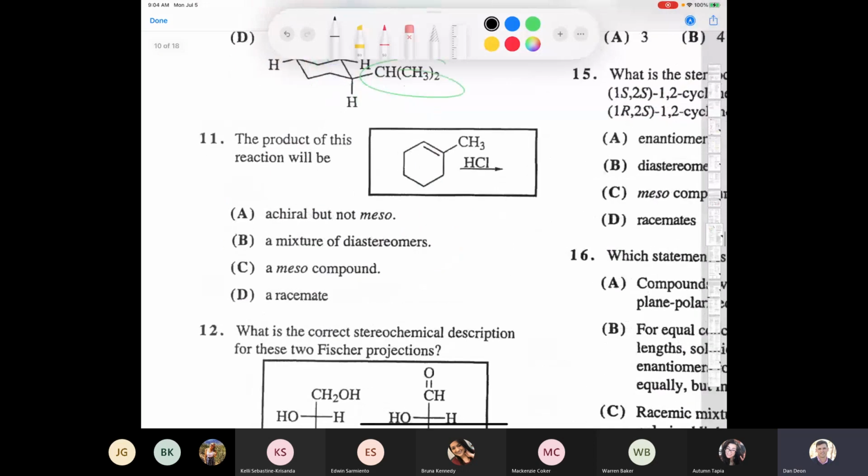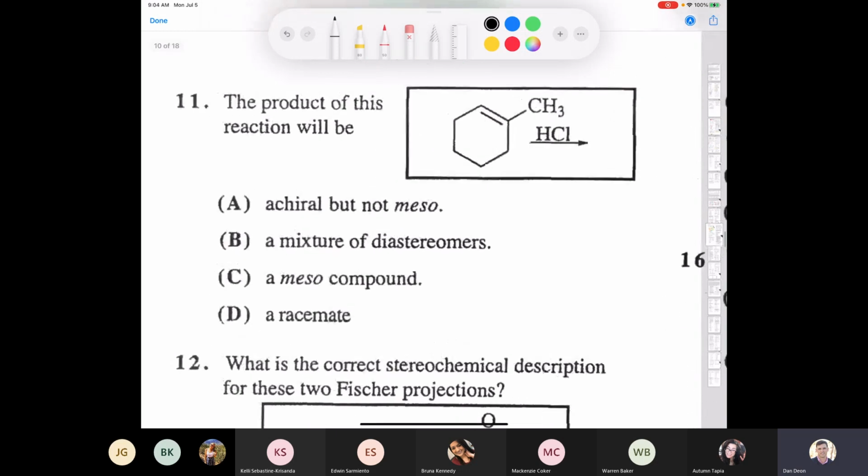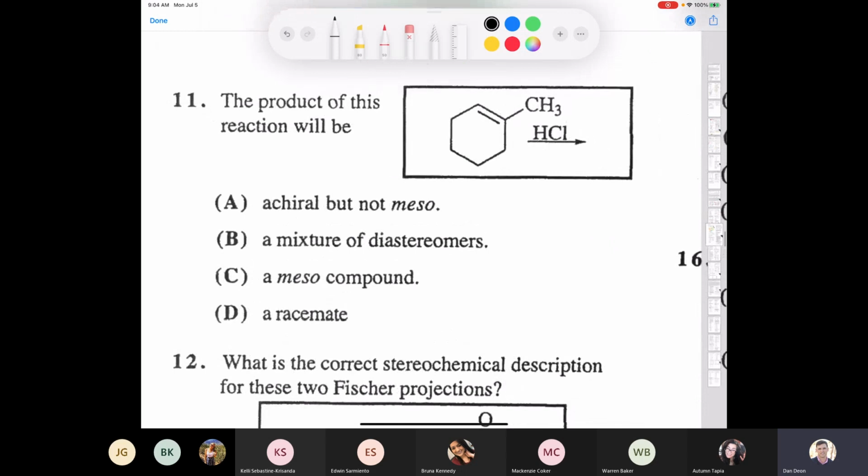It's another question about stereochemistry. It says the product of this reaction will be achiral, but not meso, a mixture of diastereomers, a meso compound, or a racemate. So you really have to be on your toes with respect to your definitions. You know, what do all these things mean? Is it an achiral compound?